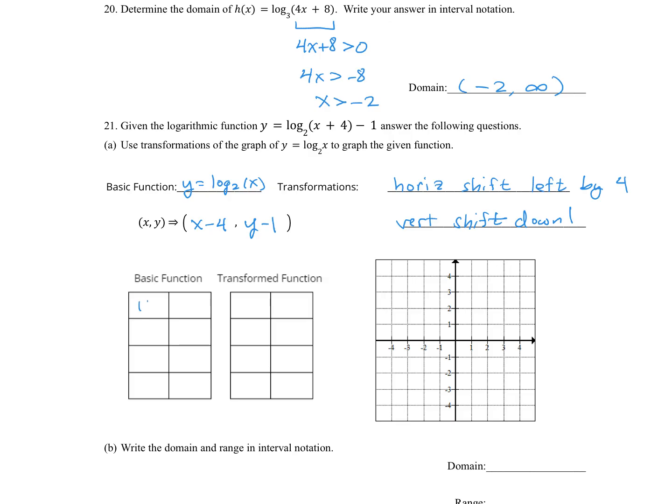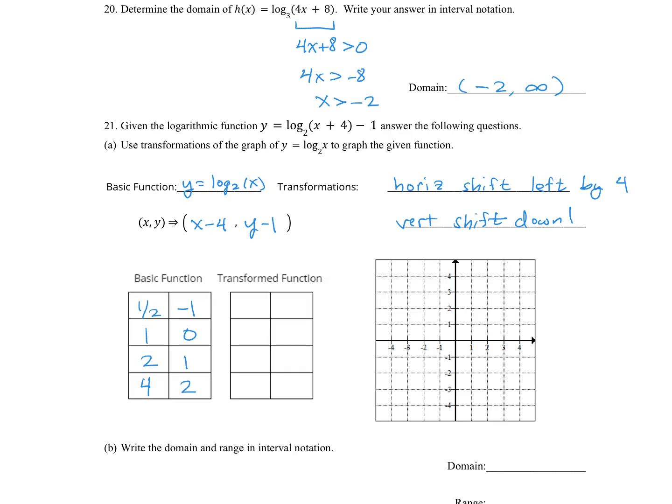All right, so for our basic function, we just saw these numbers on the previous page. If you take a half, a 1, a 2, and a 4, again, I'm taking powers of 2. It is 2 to the -1 that makes a half, 2 to the 0 that makes 1, 2 to the first that makes 2, and 2 squared that makes 4.